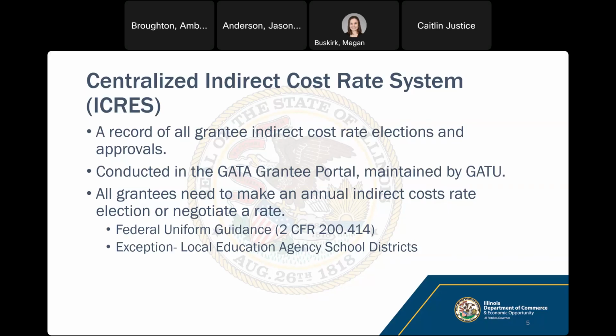Indirect cost rate elections apply to all non-federal entities seeking reimbursement from funding entities. One exception for this is the U.S. Department of Education has an agreement with the State Board of Education to establish the indirect cost rate for local education agency school districts.